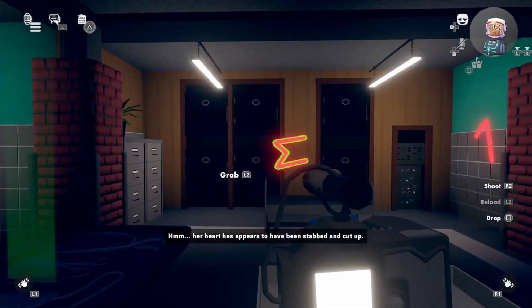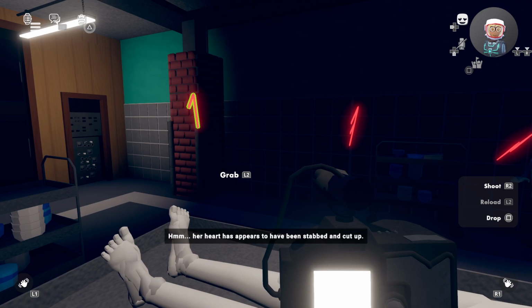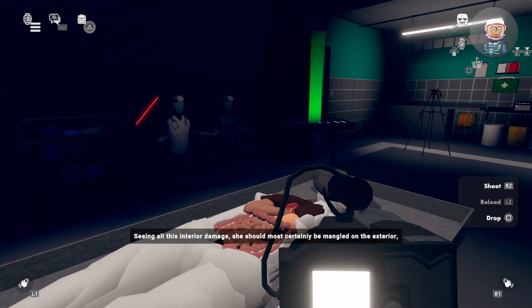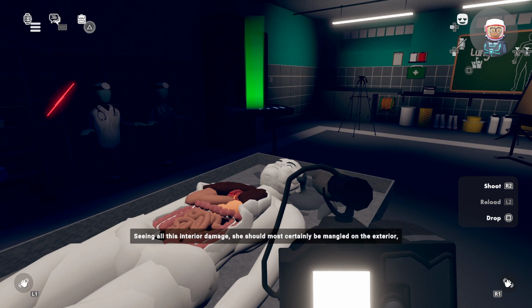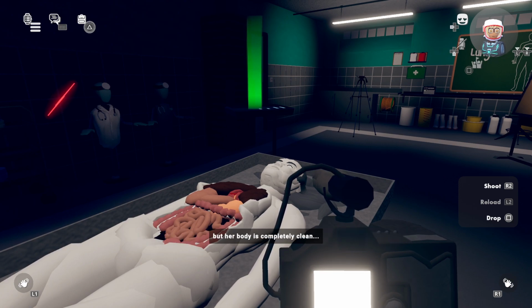Her heart appears to have been stabbed and cut up. Seeing all this interior damage, she should most certainly be mangled on the exterior. But her body is completely clean. Take a picture and we'll go to the next step.